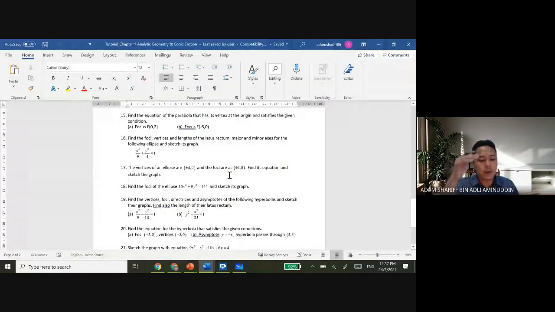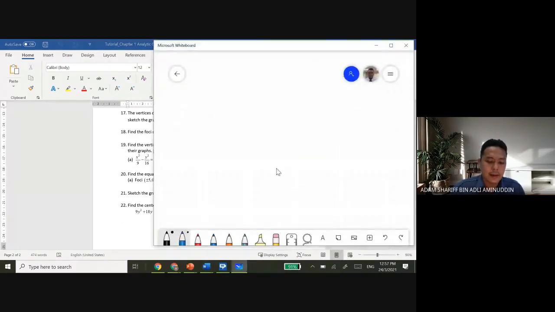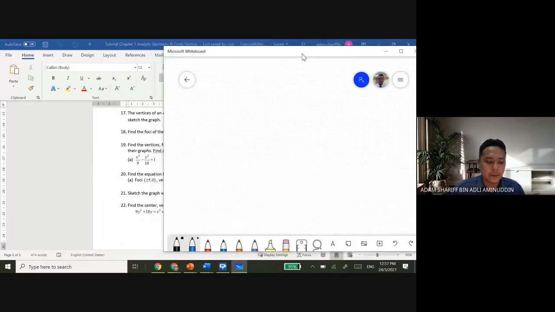Okay, let's understand the question first. Find the equation for the hyperbola that satisfy the given condition. For 20A you should not have much trouble there, but I ought to do it again. Sekejap, kita pergi ke 20A sekejap. Dia agak direct kat situ. 20A.